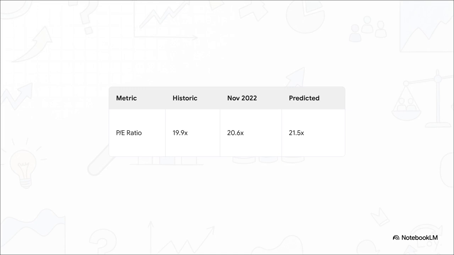The historical average PE for the S&P 500 is about 19.9. Fast forward to November 2022, and the actual ratio was sitting slightly higher at 20.6. But get this, based entirely on a regression model using the 3.83% Fed rate at the time, the mathematically predicted PE was incredibly close at 21.5. So the big takeaway here, if you see a market multiple expanding or contracting, you got to ask yourself, is the fundamental business actually changing, or is the Fed just moving the goalposts?